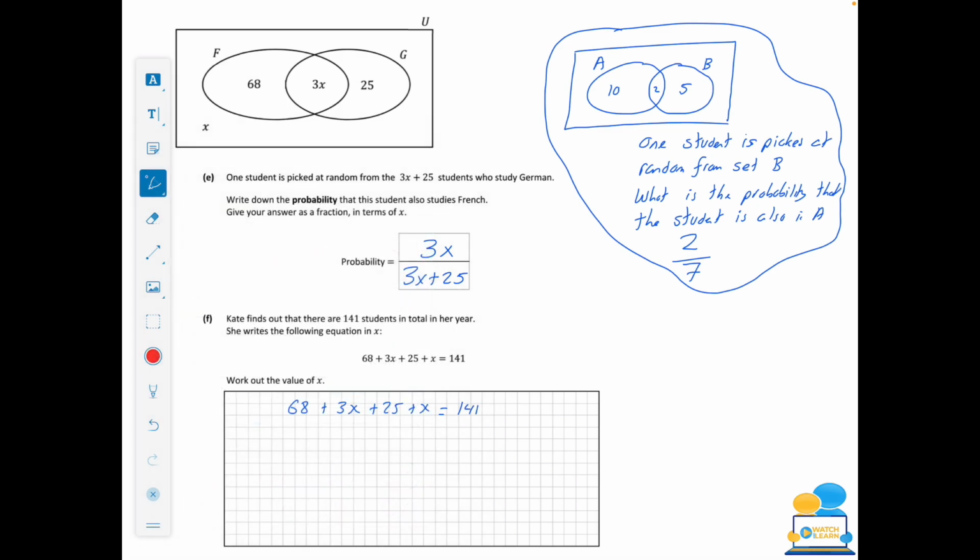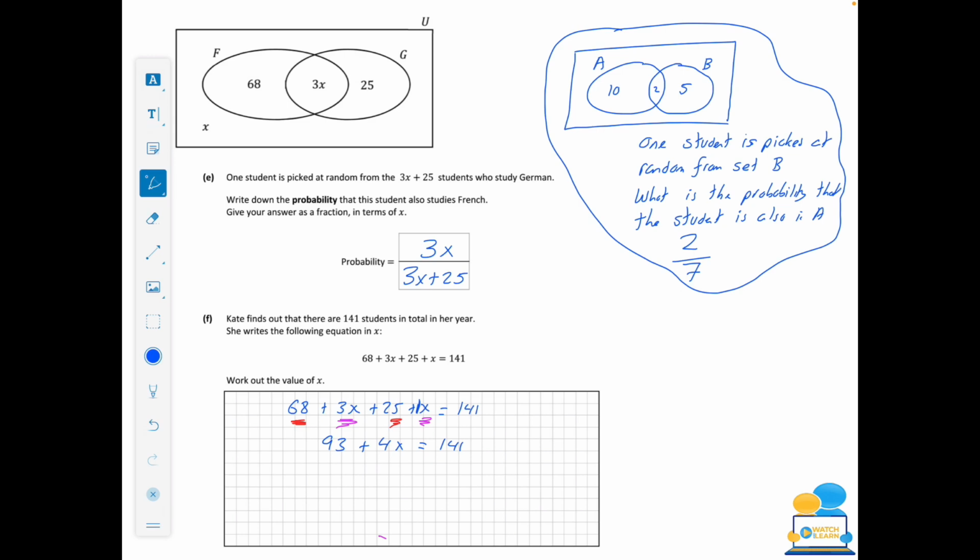Now, a good method for this is to mark off your like terms. So 68 and 25, they're just both normal numbers. We'll be able to add those together. And we have 3x and x. So 68 plus 25, we're going to add that. That's going to give me 93. And then we have 3x plus 1x will give me 4x is equal to 141.